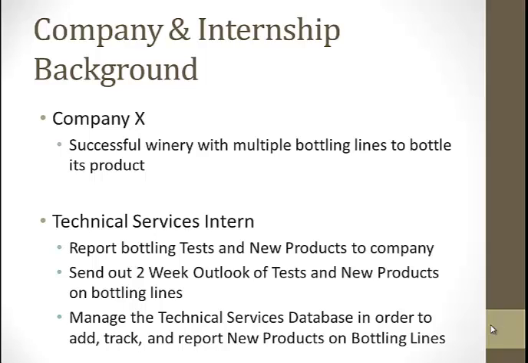I'd like to begin by giving a quick background of the company and the internship. Company X is a successful winery with multiple bottling lines. It's important to note that I worked on the actual bottling lines and not in the grape fields.